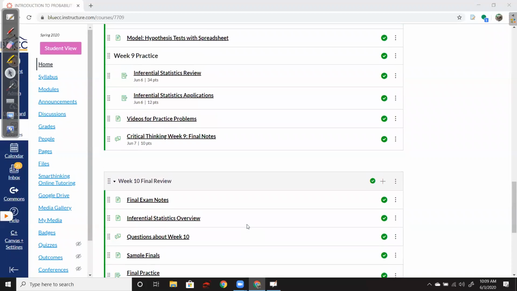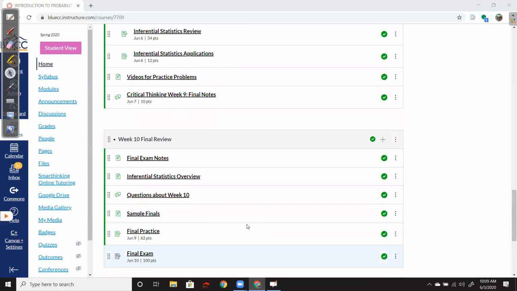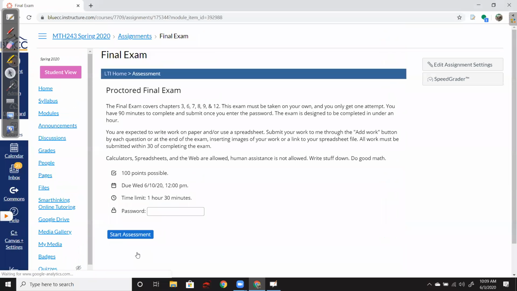All right, is there anything else I want to say about that? Oh yeah, the other thing about the final exam is on each question, there's an add work button. So on Monday morning, I'll release the password and you can type it in any time you want. Once you type the password, however, this clock starts ticking. So don't put the password in until you have that 1.5 hours to yourself to do it.